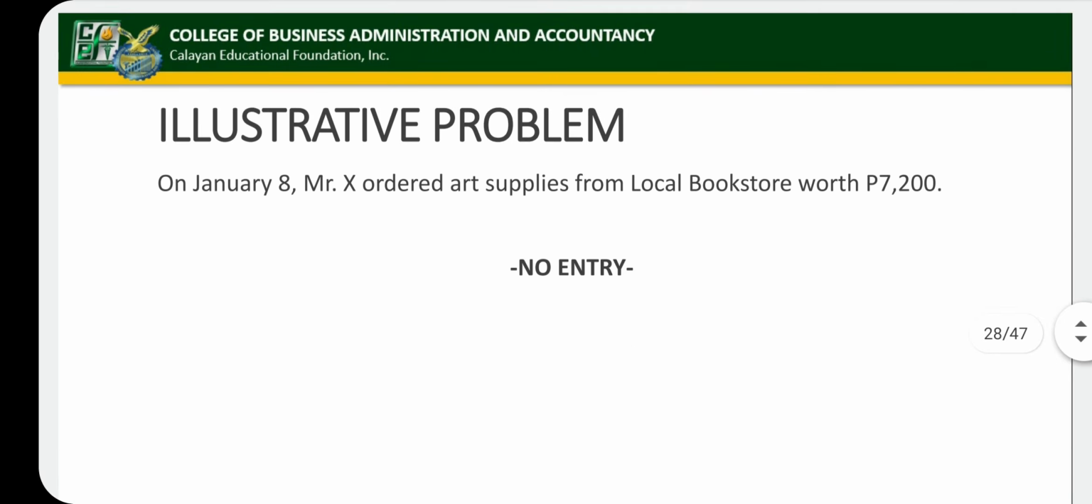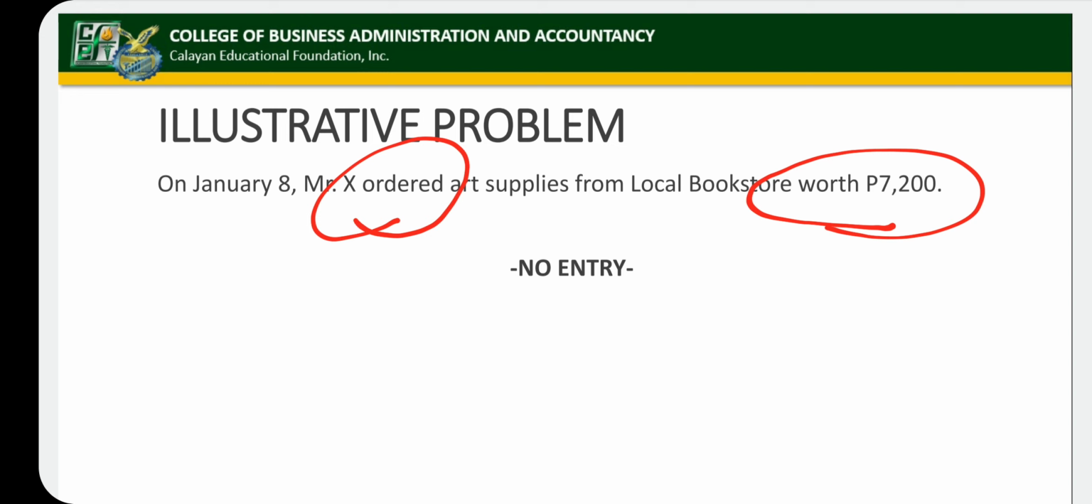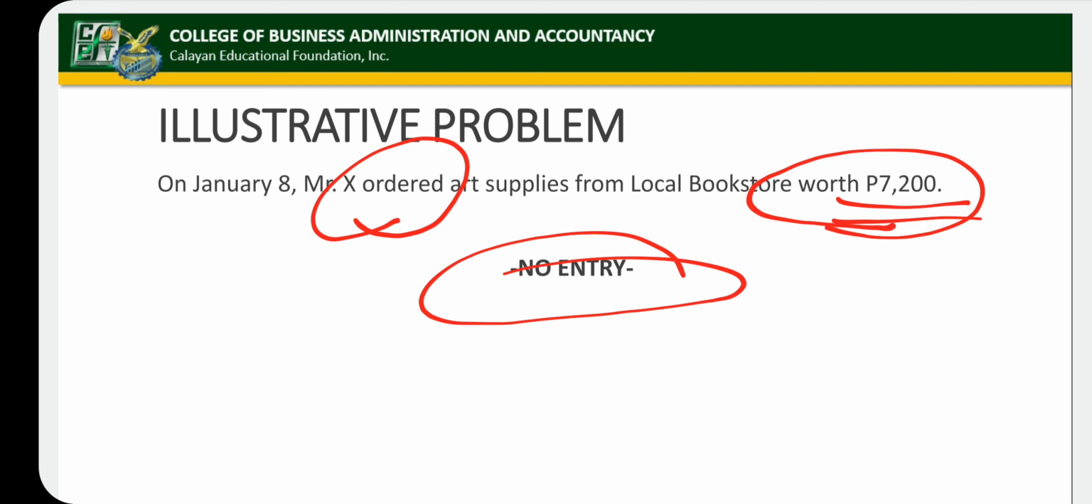So, no entry. Again, on January 8, again, if in your business transaction, it's stated that the company just ordered an asset from a supplier without making any down payment or without making any payment to the supplier. So, even though the problem or the transaction states an amount which can be deceiving on your part, the transaction is still not measurable. Okay, or although it is measurable, it doesn't have an impact yet to our assets, liabilities, equity, income, or expenses.